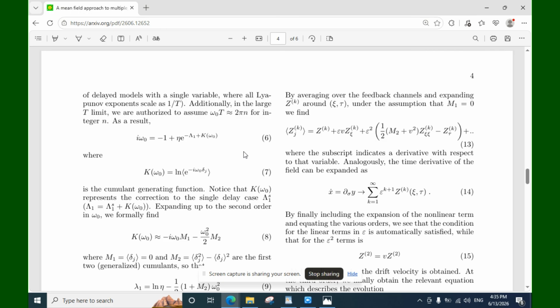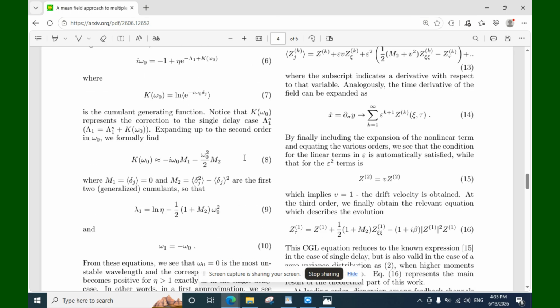I omega 0 is equal to minus 1 plus n e to the power of minus alpha 1 plus chi omega 0, where chi omega 0 is equal to ln e to the power of minus I omega 0 delta. In the cumulant generating function, notice that chi omega 0 represents the correction of the single delay case. Alpha 1 is equal to alpha 1 to the power of s plus chi omega 0, expanding up to the second order in omega 0.